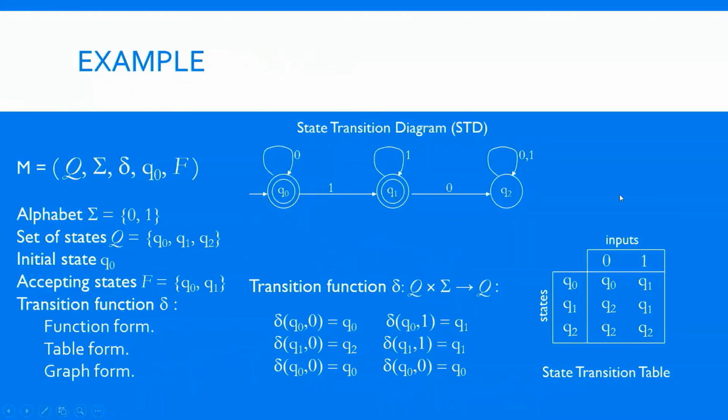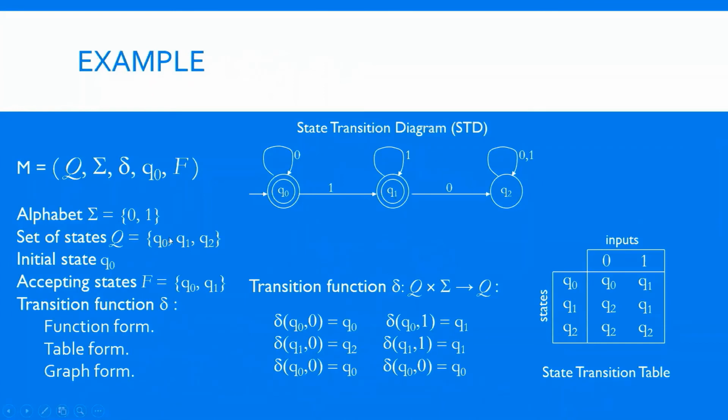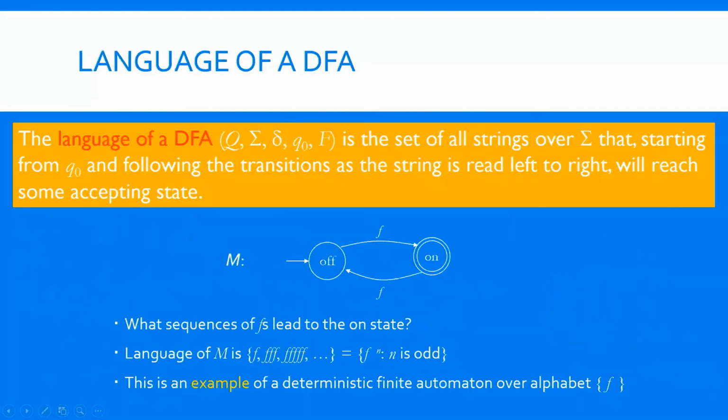Q is Q0, Q1, Q2. In this way, what is Q here? 2 states, OFF, comma, ON. You can write in this way, in brackets. So 2 states. Sigma is only F. Yeah, this is my sigma. Only one symbol is used, F. This is my delta. One representation is there.